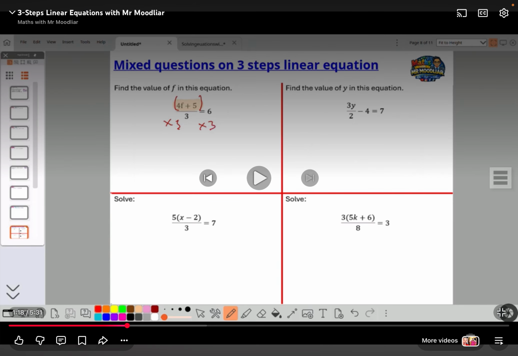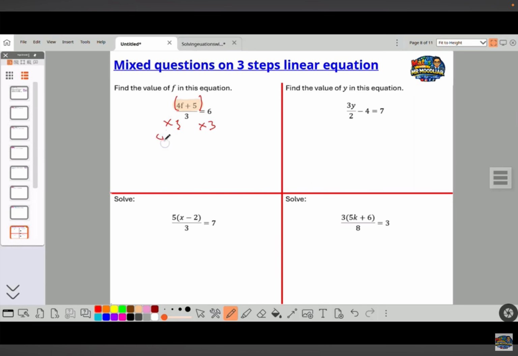Let's keep on watching. On one side now, we have 4f plus 5, and 6 times 3 would be 18. And then from there, it's baby steps now. So take away 5 from both sides. We have 4f, and 18 take away 5 would give you 13. And then divide by 4 on both sides. So f would be 13 over 4. And leave it as a fraction for now.